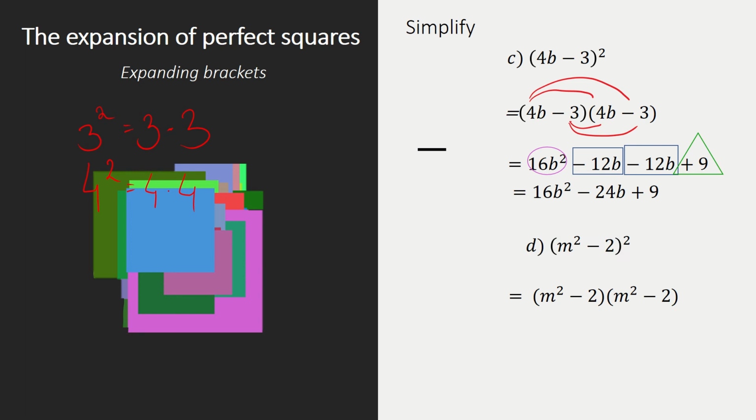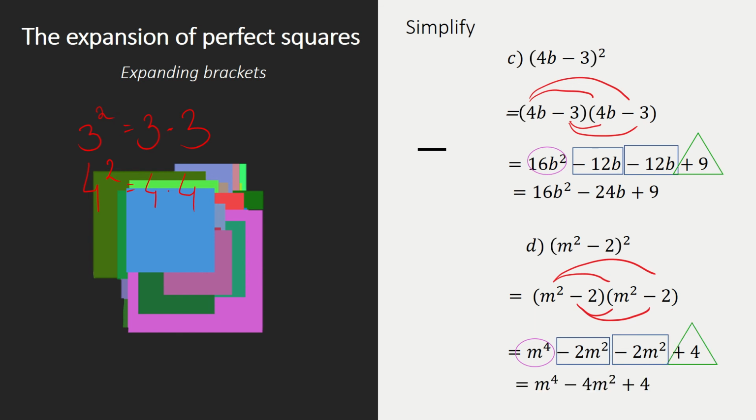The next question is (m squared - 2) squared. That's the same as (m squared - 2) times (m squared - 2), since we multiply it by itself. Again, use the banana method or the FOIL method, and you get m squared times m squared is m to the power of 4, m squared times minus 2 is minus 2m squared, minus 2 times m squared is minus 2m squared, and minus 2 times minus 2 equals plus 4. Again, highlight your like terms and you can see that the answer will be m to the power of 4 minus 4m squared plus 4.